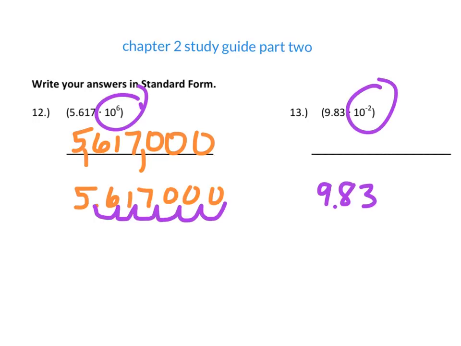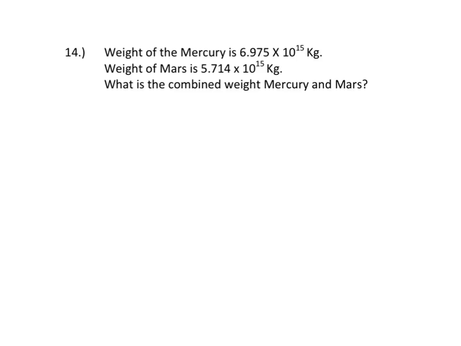So we're going to move to the left 2 positions, fill in, and then rewrite the final answer, 0.0983. The weight of Mercury and the weight of Mars, we're looking for the combined weight of them. That means we're going to add them together.